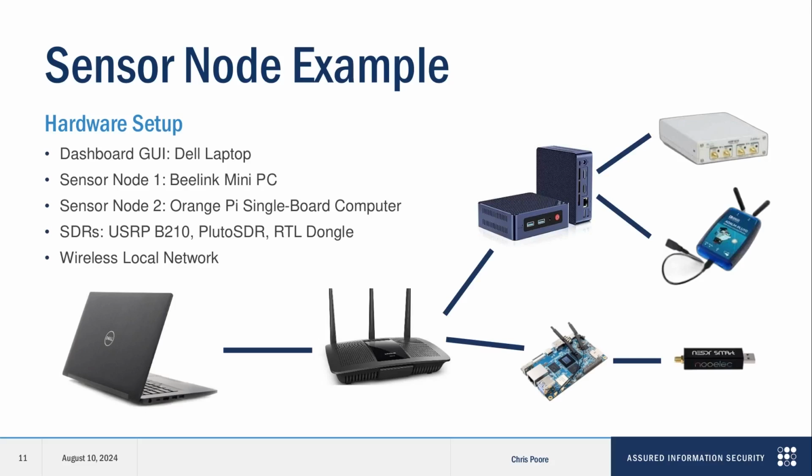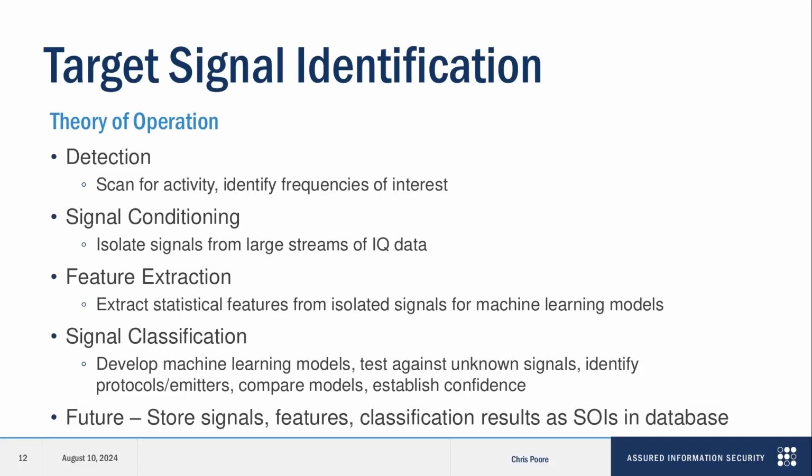In this example, we have a B-Link mini PC with two SDRs, a USRP and a Pluto. And you can also have an Orange Pi on the bottom right, connected to an RTL dongle. So depending on the mission, maybe you want something light, or maybe you want something that's pretty low power, or just small, and you want to deploy in an office somewhere. You can change it up however you like. All right, so we'll go through all of that in the demonstration.